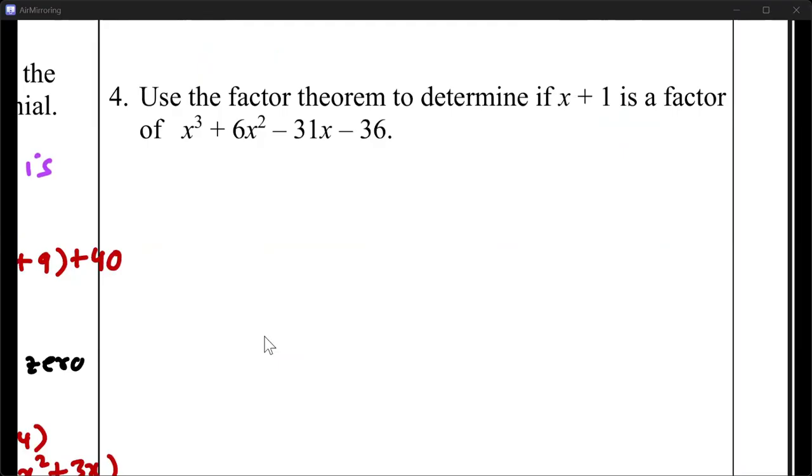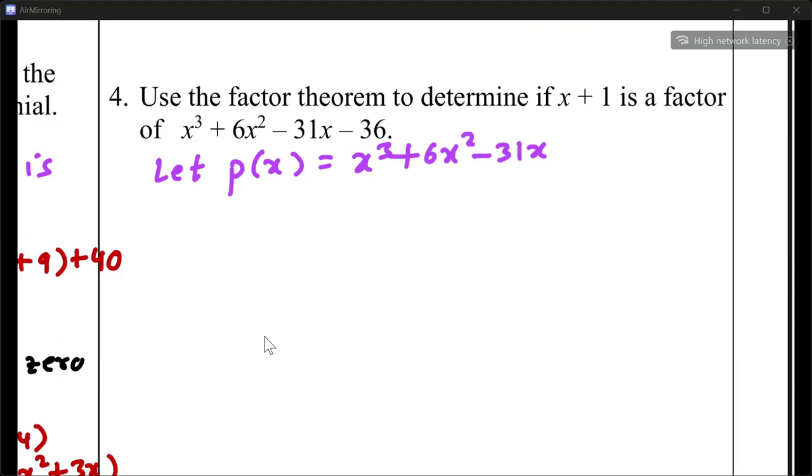Use the factor theorem to determine if x plus 1 is a factor of this. This is, as I said, additional practice. So by now you should be very comfortable doing this. So you say let p of x equal that polynomial. Then you evaluate p at minus 1.